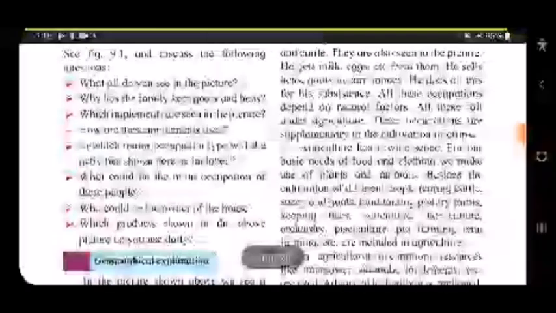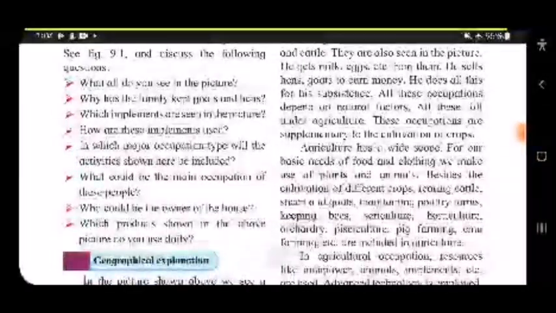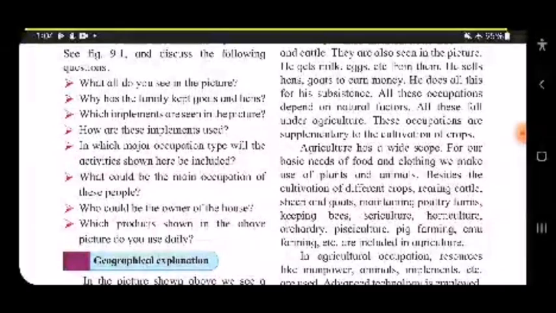All these occupations depend on natural factors. All these fall under agriculture. These occupations are supplementary to the cultivation of crops. Agriculture has a wide scope. Now we only think agriculture is just growing crops, but it has a lot of scope that we will see in this chapter.